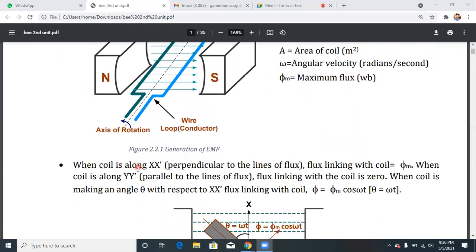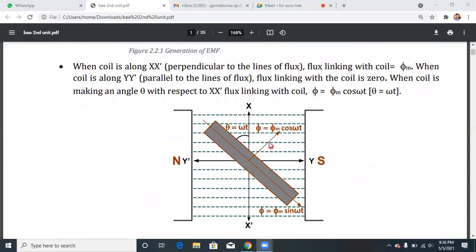So, consider when the coil is along x dash, as in this diagram, perpendicular to the lines of flux. Here are the north pole and south pole, and the flux lines link through the conductors like this, parallel, north to south. The coil is along x dash, exactly perpendicular to the magnetic flux. That is called 90 degrees.